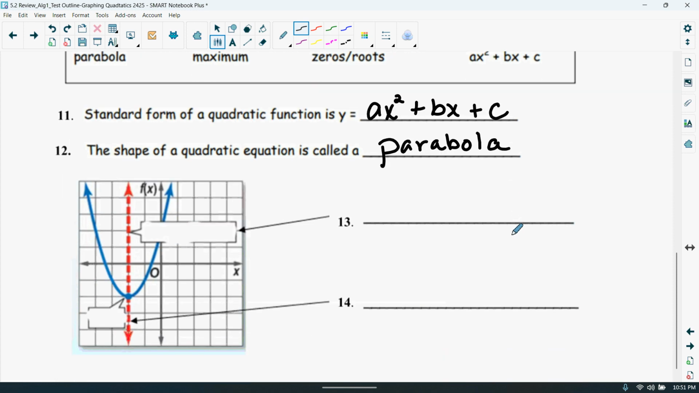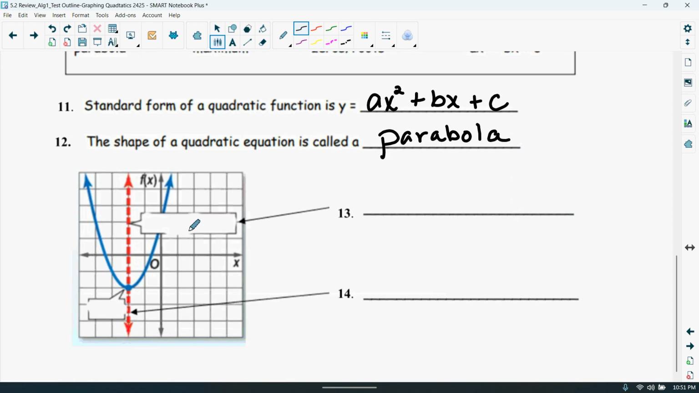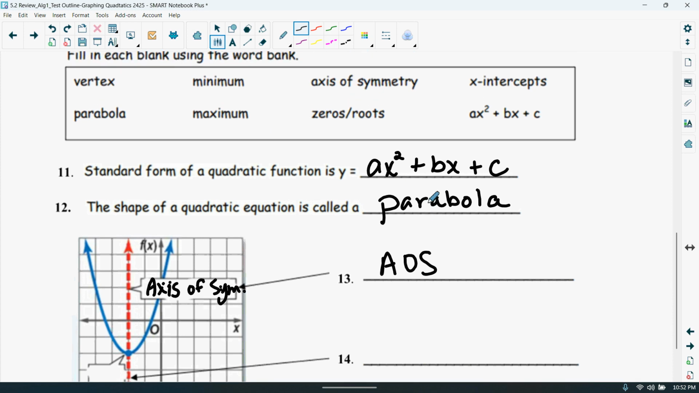Now, 13 and 14, they want you to get the answer from the graph. So I'm not sure if you understand. For 13, this little box is referring to this red line that's cutting this parabola in half, which is our line of symmetry. So this is our axis of symmetry. I'm just going to abbreviate that, or we can say AOS, because that's how I abbreviate it. Okay, axis of symmetry. And so far we've used standard form, parabola, and axis of symmetry. I probably should go ahead and write it all the way out.